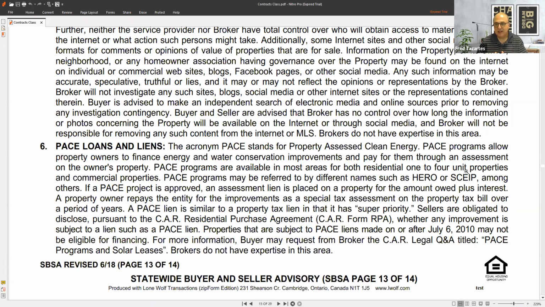But again, if you walk up to a house, they have a new AC, they have new double pane windows, they have new solar panels, just ask. And again, it's on the listing agreement. How did you get this? Is it a HERO loan? Is it a PACE loan? If it is, it's most likely going to have to be paid off before you can transfer the property.